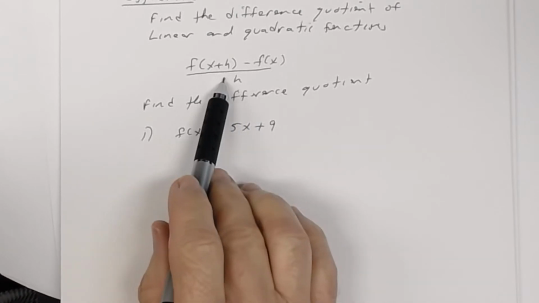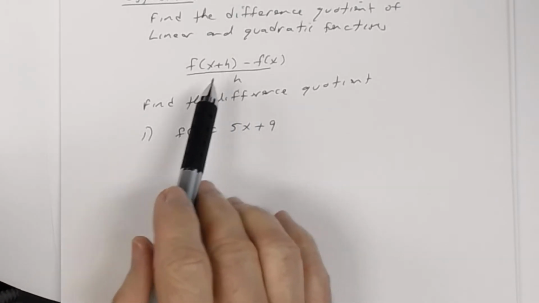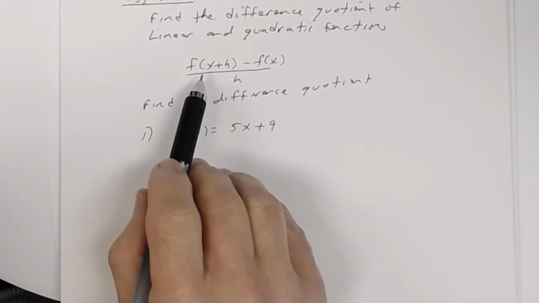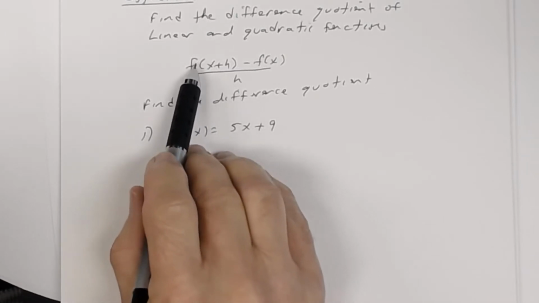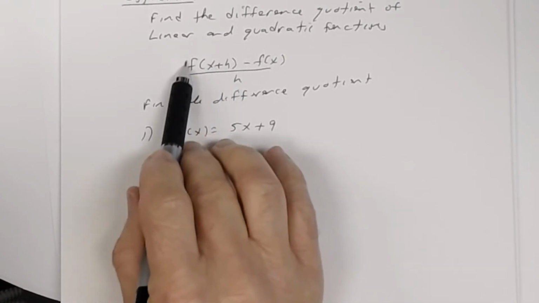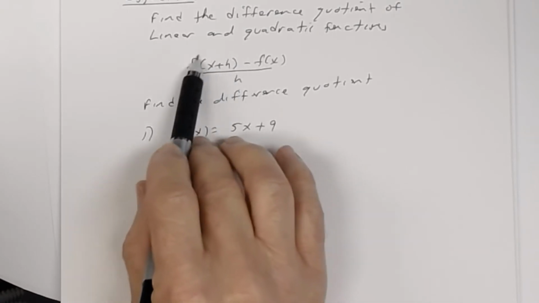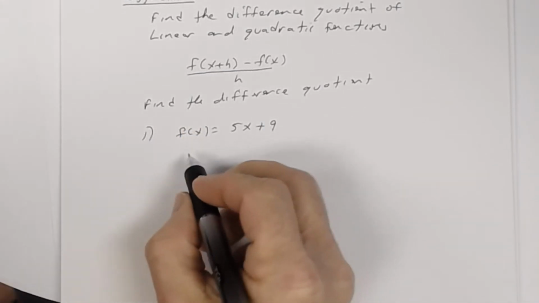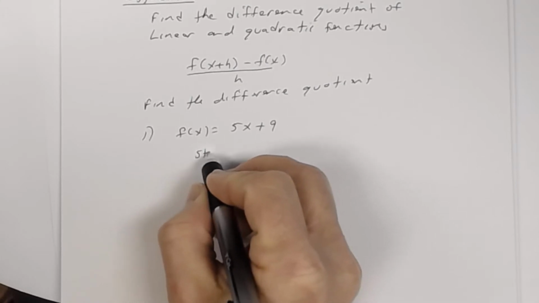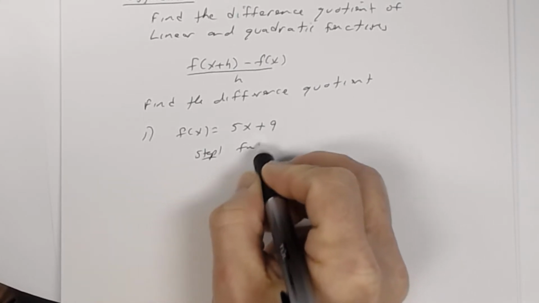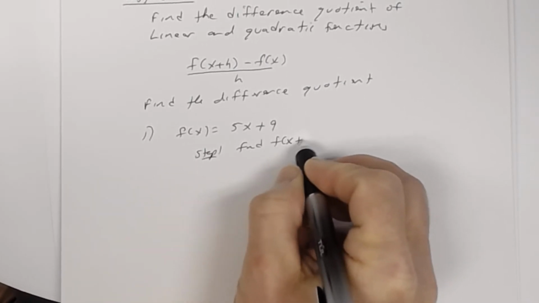Now here's the formula for the difference quotient. The first thing you should do, if you want to do it in steps, is find this first part of the numerator. So we have to find f of x plus h. I'm going to call this step one. Step one, find f of x plus h.